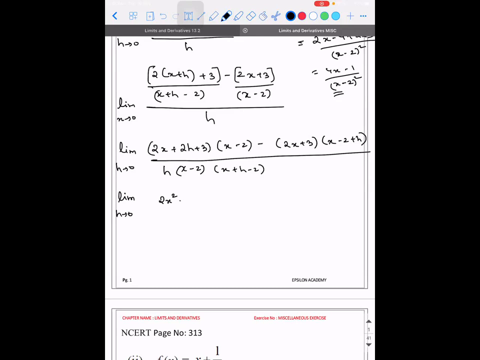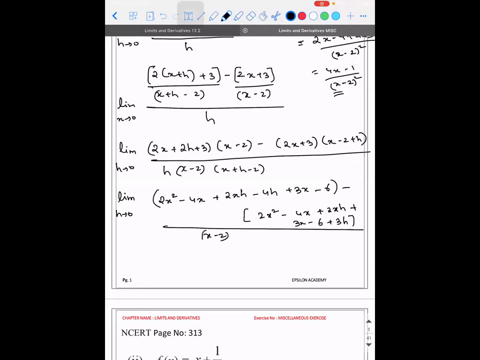So 2x square minus 4x plus 2xh minus 4h plus 3x minus 6, minus of 2x square minus 4x plus 2xh plus 3x minus 6 plus 3h, the whole divided by x minus 2 into x plus h minus 2 into h. So what all terms will get cancelled?